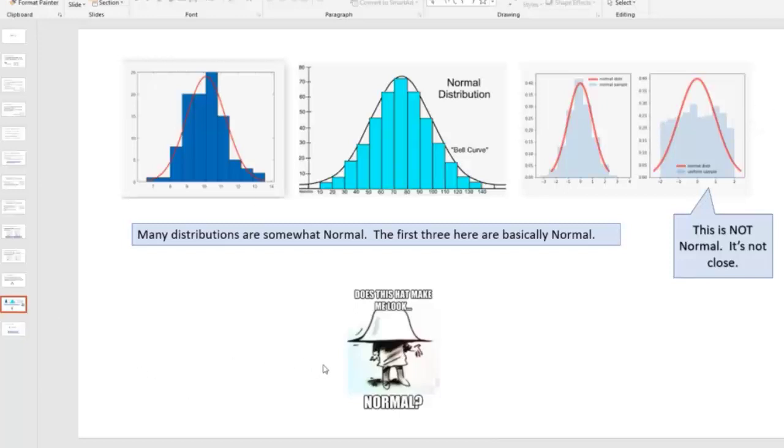And of course, I couldn't resist. I have a crazy sense of humor. So does that hat make me look normal?